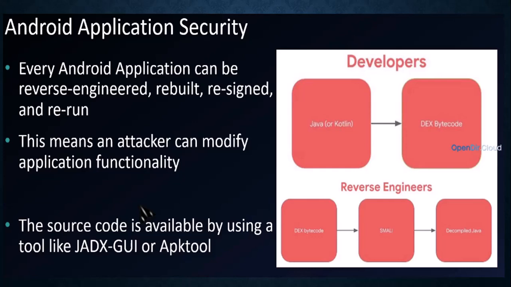This is because an Android app can be reverse engineered. The source code is available by using a tool called JADX GUI, which I will show, or APKTool. Now look at developers. You can decompile an Android application from Java or Kotlin. Android applications ran on Java, but recently, I can't remember exactly when, they run on Kotlin, though previously it ran on Java. So you can compile it from Java or Kotlin to DEX bytecode. You can reverse engineer it from that DEX bytecode to Smali, and back to decompiled Java or Kotlin.